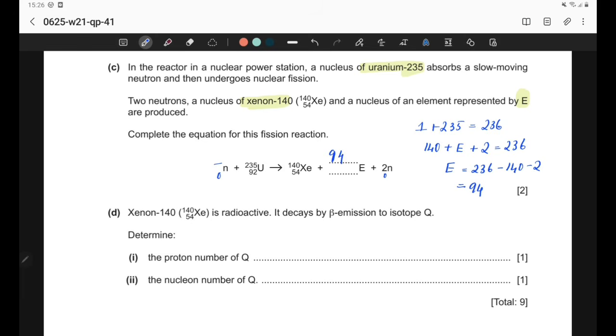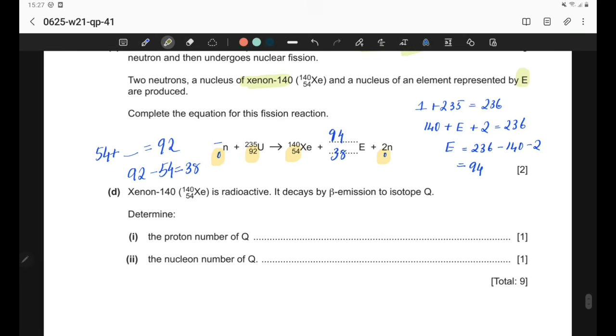And now we can look at the atomic number. At the LHS of the equation it is 0 plus 92, so the total is 92. Therefore at the RHS also it must be 92. So 54 plus the unknown value must be equal to 92. To find this unknown value, we subtract 92 minus 54. So the atomic number is 38. So we can write here 38.